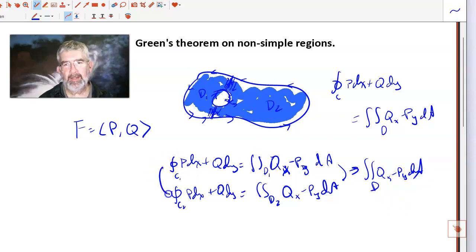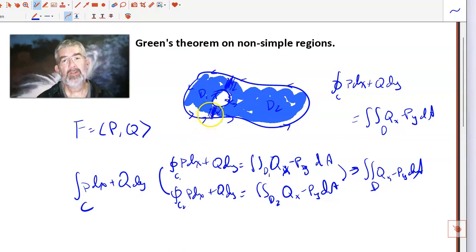And we've seen that if I add these two together, I get the integral around the boundary. These two pieces cancel out, and I just get the line integral around the whole boundary of P dx plus Q dy, with the boundary oriented positively, both the outside curve and the inside curve. So it makes the outside counterclockwise and the inside curve clockwise.